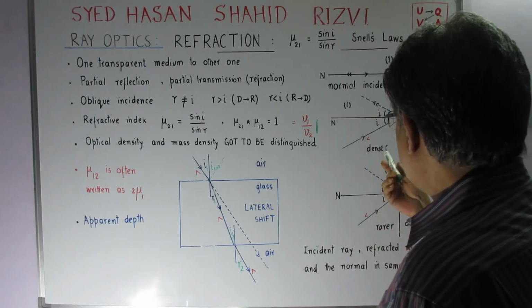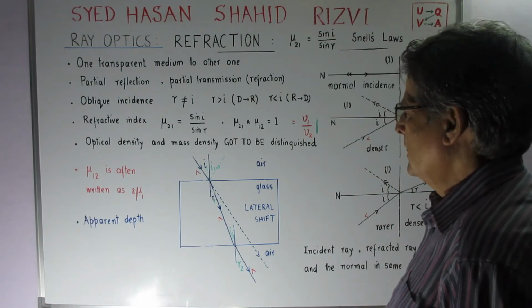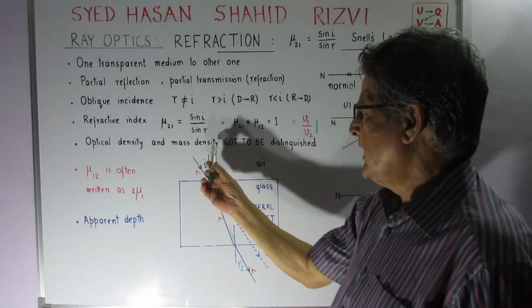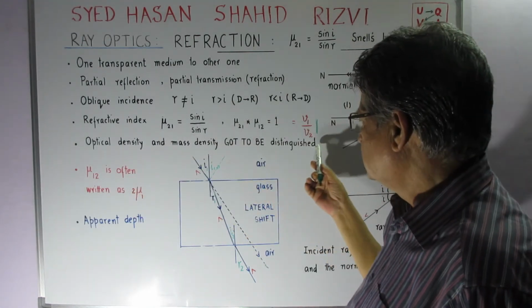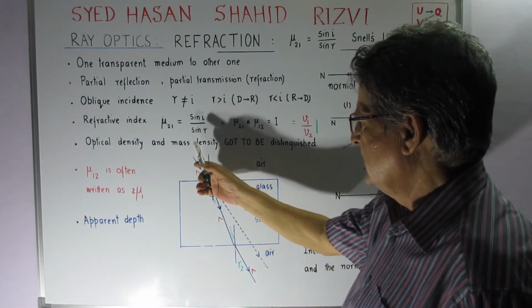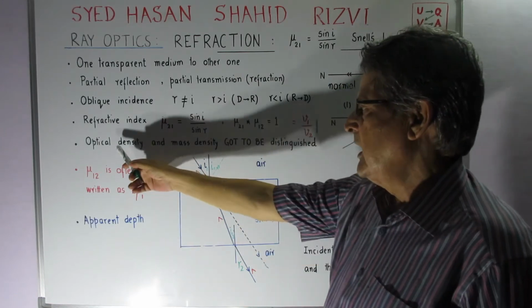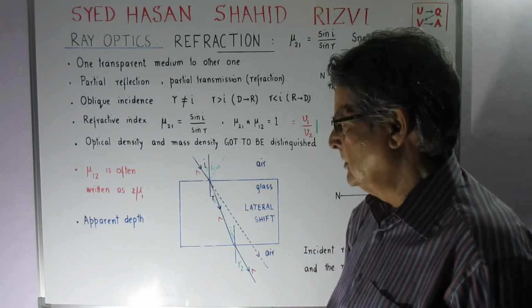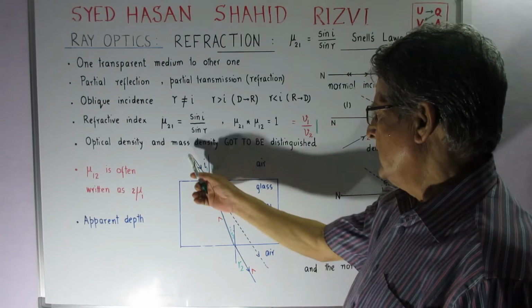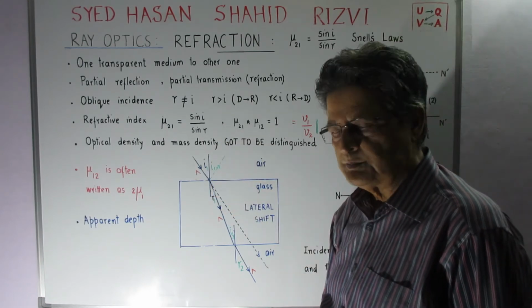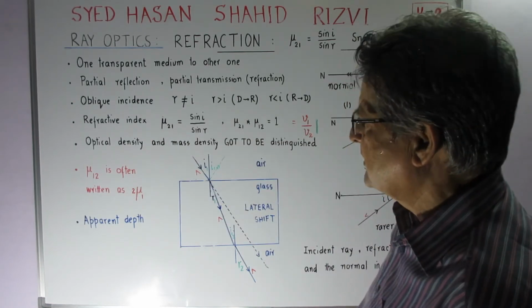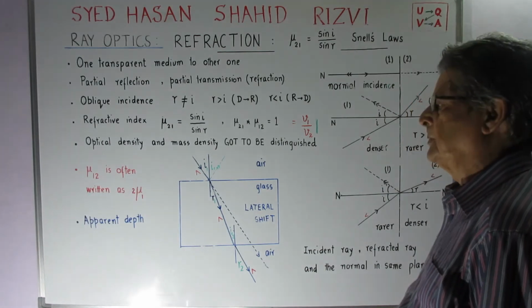Now, the words denser and rarer should be specified, and you see that the optical density and the mass density have to be distinguished, because sometimes for one material the mass density is less than another material and the optical density is more. So these things should be taken into consideration. For example, the mass density of turpentine with respect to water is less, but the optical density is more. That is one example, and there are several examples which you can search in the textbooks.